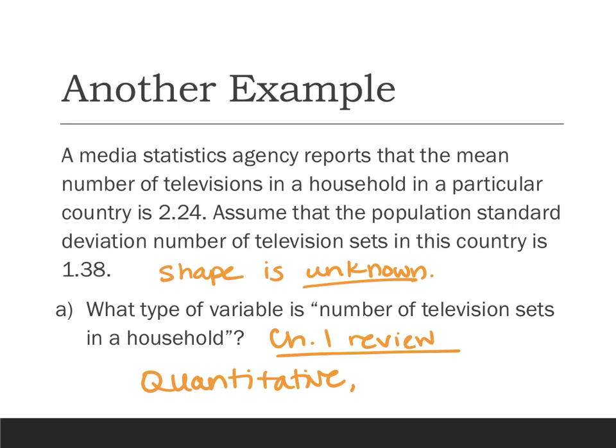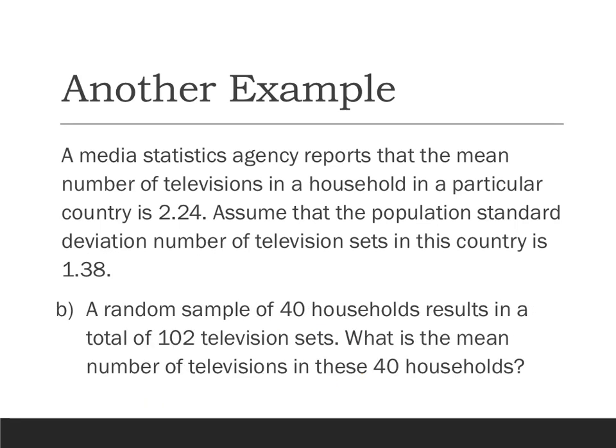But it doesn't matter if it's that teeny tiny little travel TV or some giant 90-inch plasma screen. You can't have half of a TV. It might be way smaller or 4 or 5 times as big, but it's still just one television. So we don't have any halves. We're counting, so that means that we have a discrete set of data. So it's quantitative and discrete.